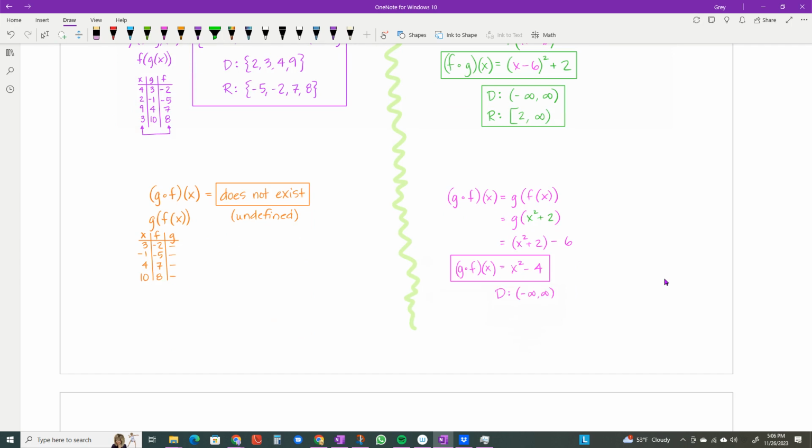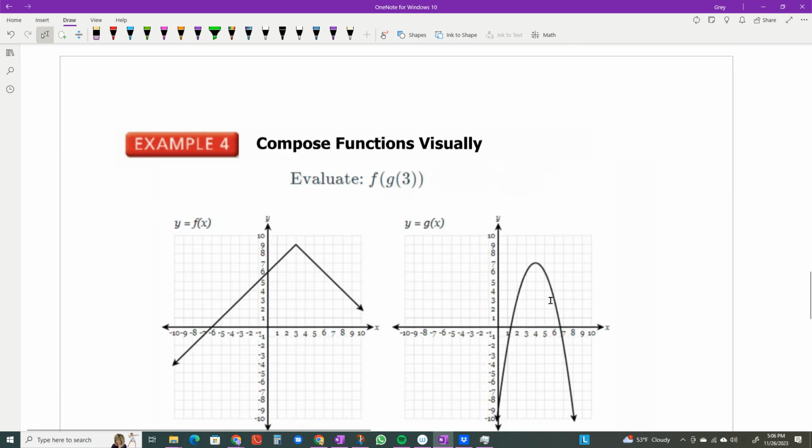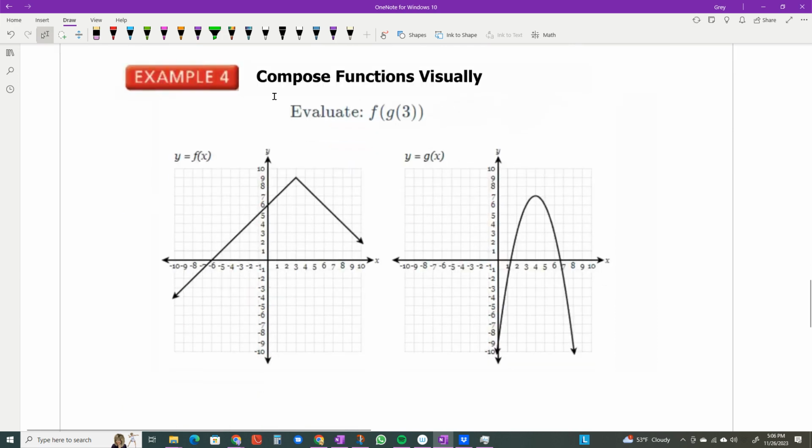Okay, my range, on the other hand, what does that look like? That is a parabola that has been shifted down 4 units. It still goes up. So the lowest point is negative 4 all the way up to infinity. And that's my domain and range. Okay, last thing to talk about with this, I love these because you don't need a calculator. Compose functions visually. Evaluate f of g of 3 given these two functions.